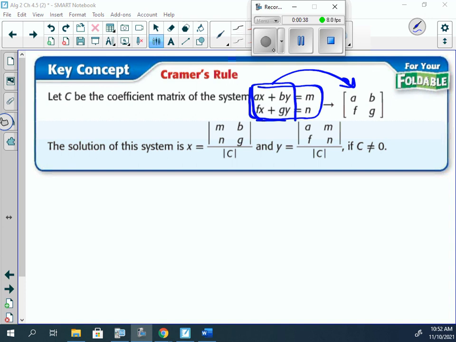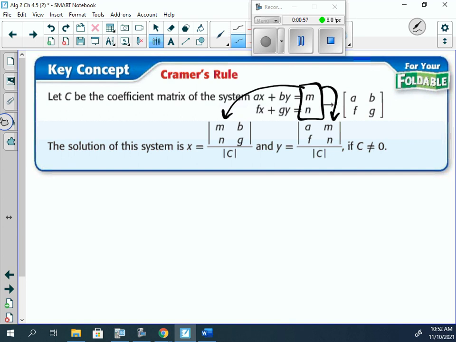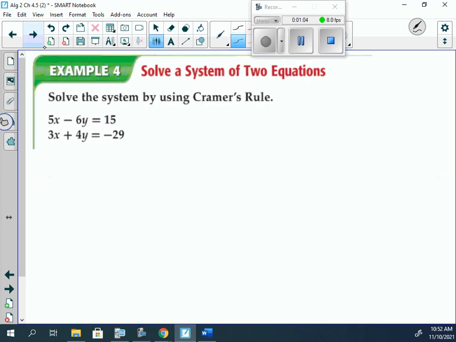Now for the variables x and y, we're going to do the same thing, but for x, we're going to replace the values that are in the x spots with what it's equal to. So here, because this is equal to m and n, we put it in place of the x. When we're solving for y, we're putting it in place of the y values and taking the determinant. Now this is going to make a little more sense when we actually look at it here.